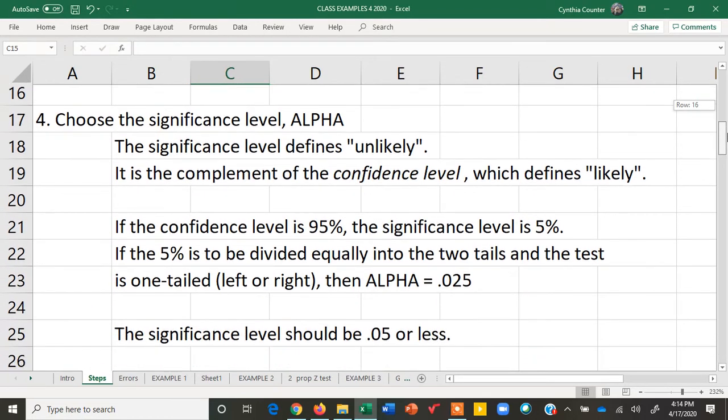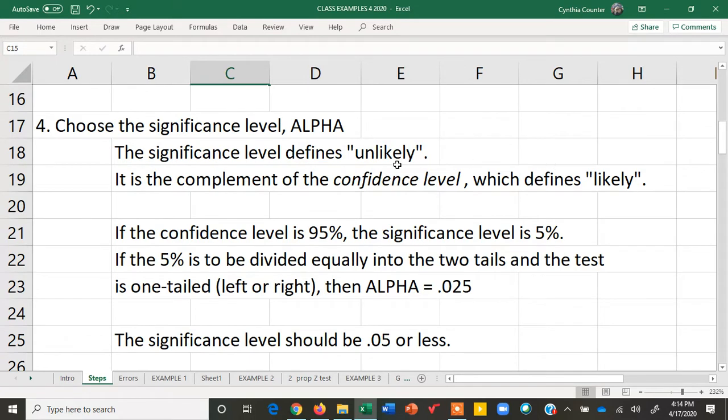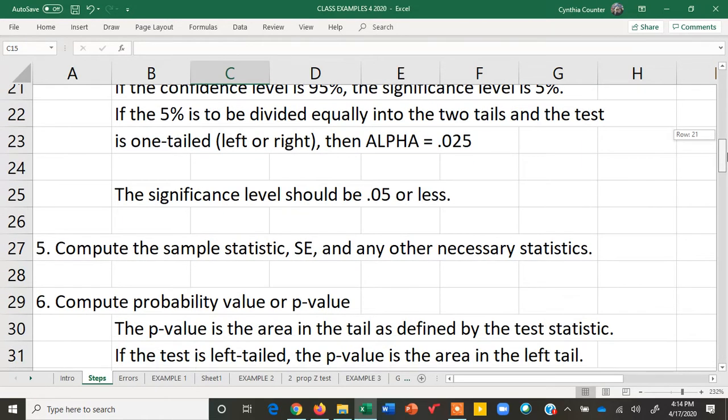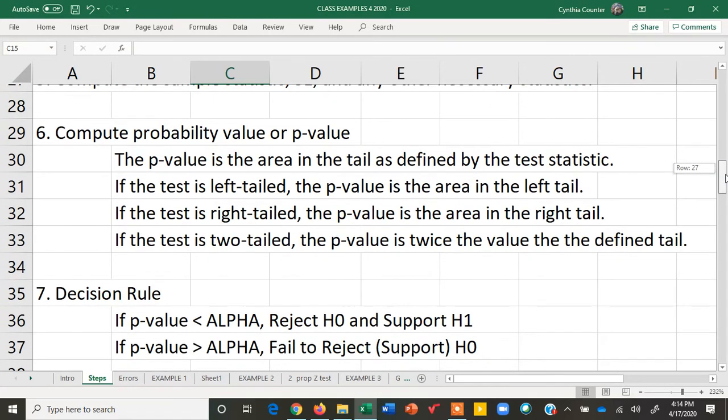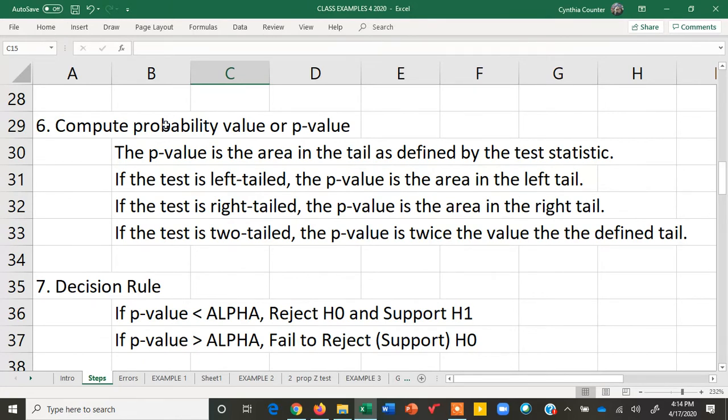We choose our significance level alpha, which defines our unlikely, and it's the complement of the confidence level. If the confidence level is 95%, the significance level is 5%, but we are going to divide that 5% equally into the two tails to test our one-tailed, either left or right-tailed tests. So we use an alpha 0.025, but you could have something less than that. We then compute our sample statistic if we have not yet done so, the standard error, and any other statistics that are necessary. And then we compute the probability value.